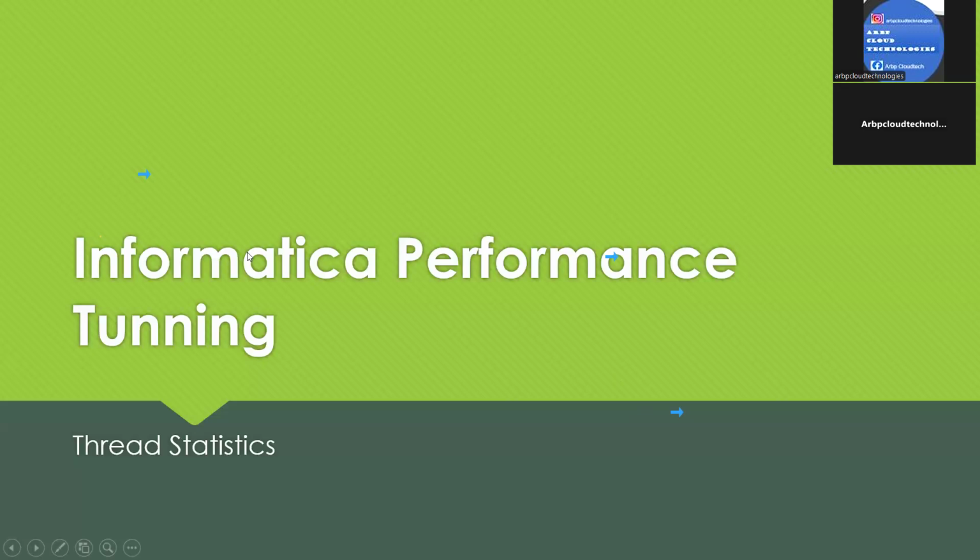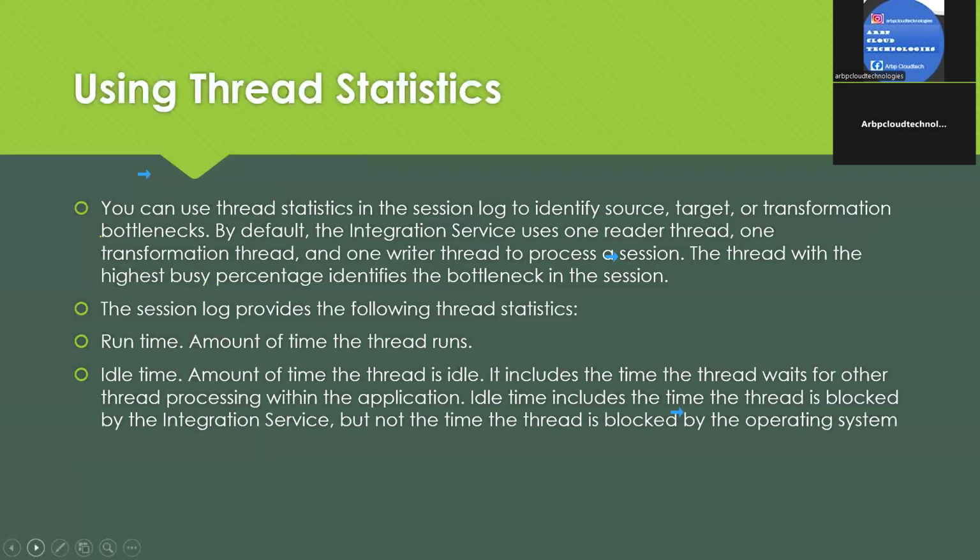So the main topic is using thread statistics. Using these thread statistics, we can start thinking about what the actual issue is. You can use these statistics in the session log. How do you identify this thread? You can go to the session log to identify the source, target, or transformation.